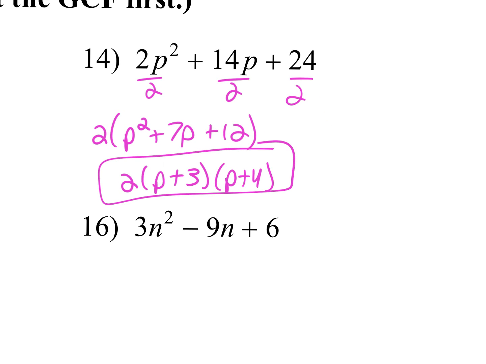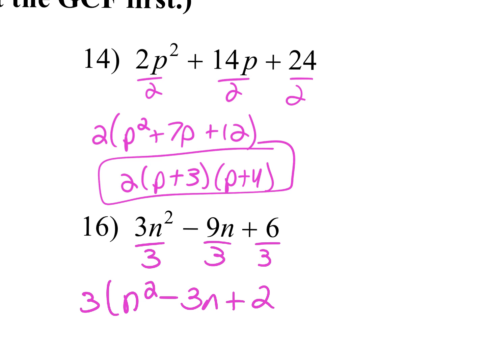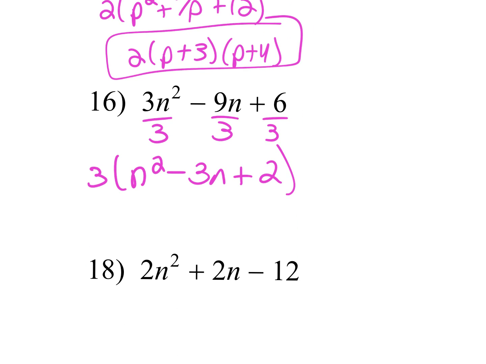What about here? What can we take out of 16? 3. Okay, good. So I'm left with 3 on the outside. I have n squared minus 3n plus 2. Factor that a little more. What are the factors of 2 that can multiply to give me 2, but add to give me a negative 3? Negative 1 and negative 2.